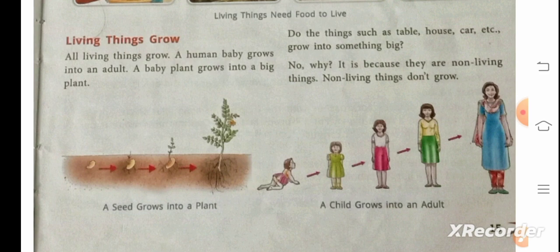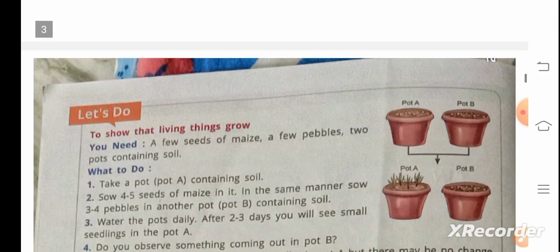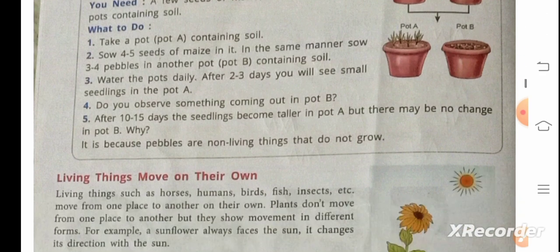Do things such as a table or a house, you can take any other examples, do they grow? No. Why? Because non-living things don't grow. Okay, only living things grow, non-living things don't grow. Let's do an activity to show that living things grow. You can do this at your house.